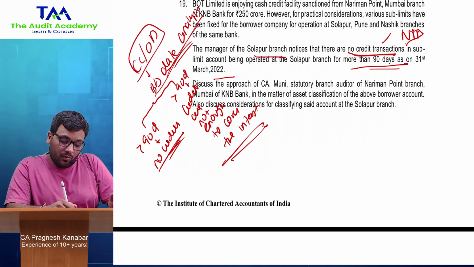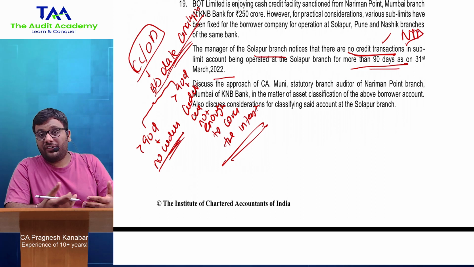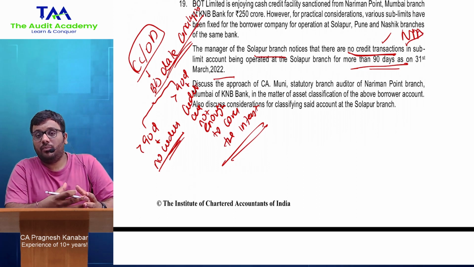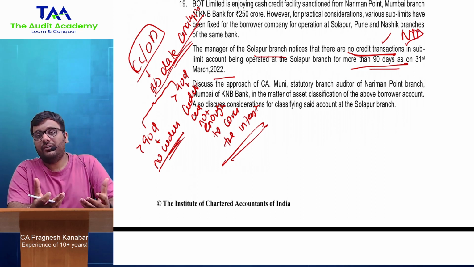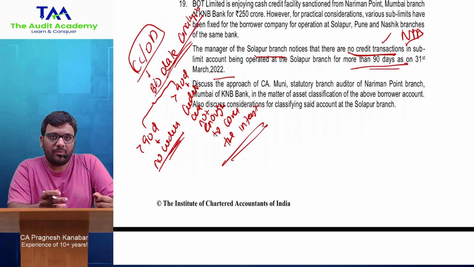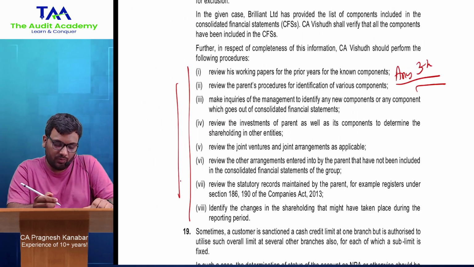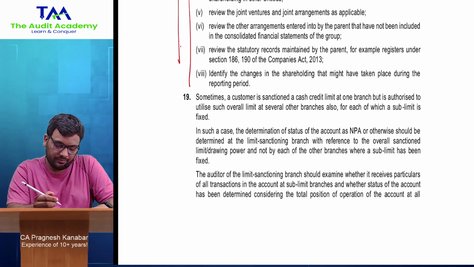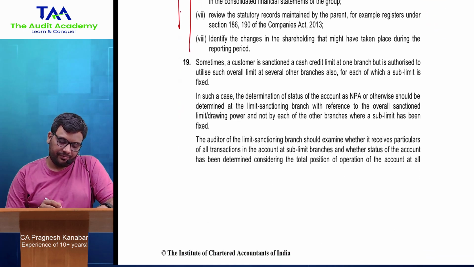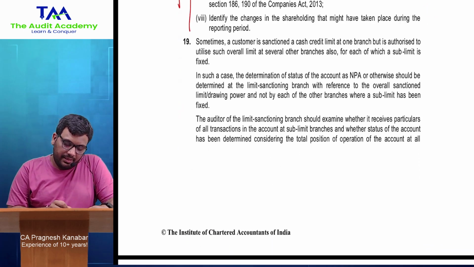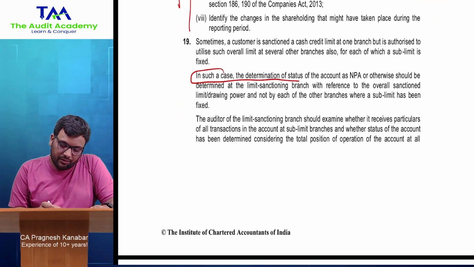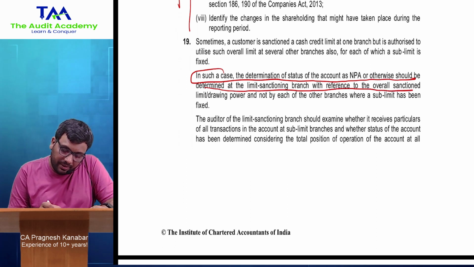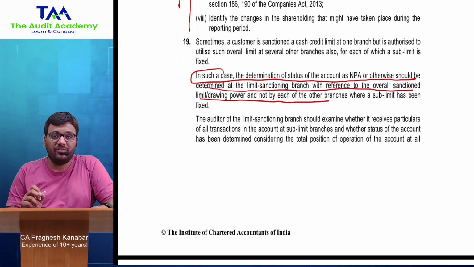Alright, now what needs to be done over here? Obviously if there is no further evidence suggesting कि कहीं बैंक लेवल पे क्रेडिट्स हुए हैं, अगर ऐसा कोई एविडेंस नहीं है, then in that case तो यहाँ पे NPA क्लासीफाई करना ही पड़ेगा. But let us see what is the stand taken over here. Alright, in such a case the determination of status of the account as NPA or otherwise should be determined at the limit sanctioning branch with reference to the overall sanction limit drawing power and not by each of the other branches where a sublimit has been fixed.